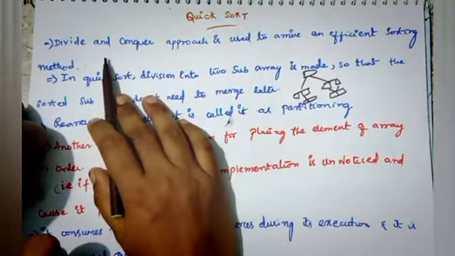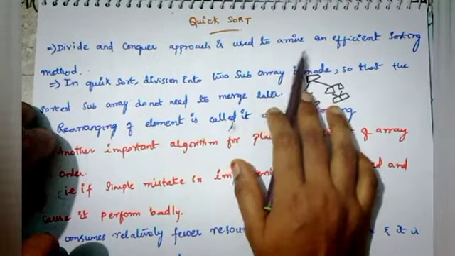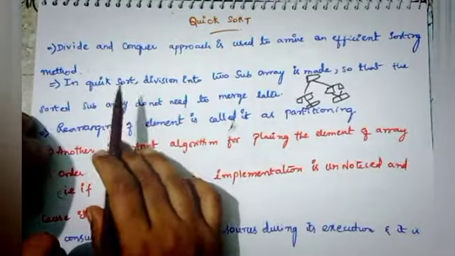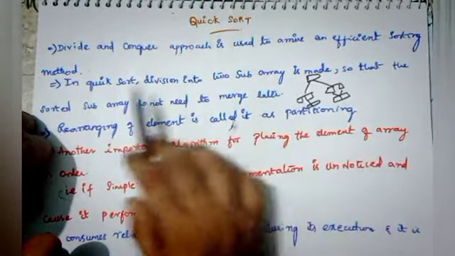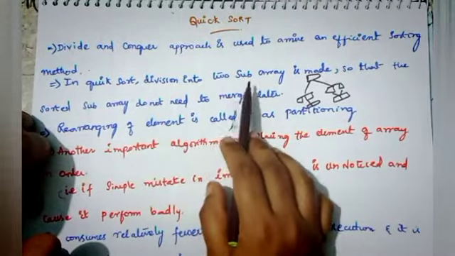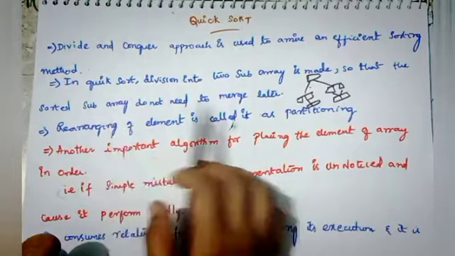First, it follows the divide and conquer approach, which is used to arrive at an effective sorting method. Here it also follows the divide and conquer approach where we are going to split the problems. In quicksort, the division into two subarrays is made so that the sorted subarrays do not need to be merged later.